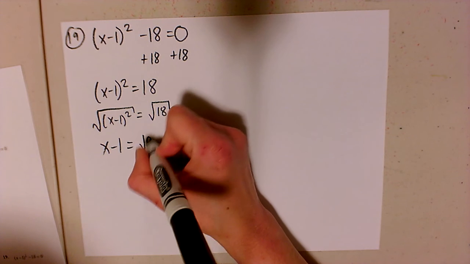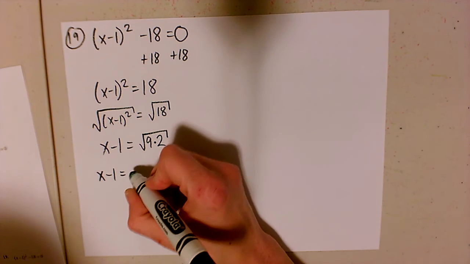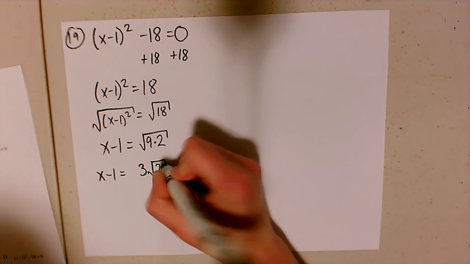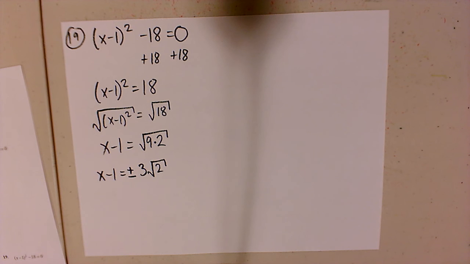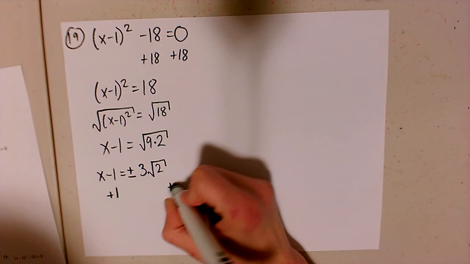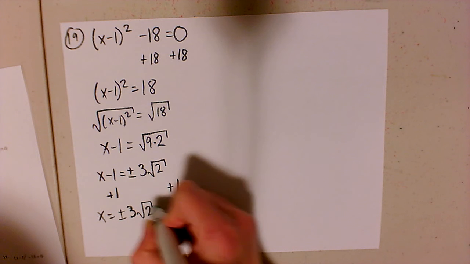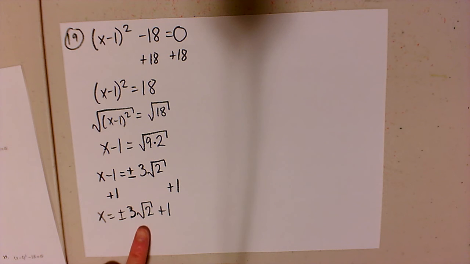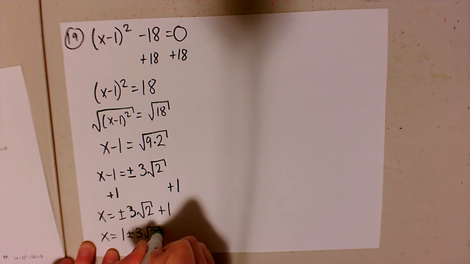Now, root 18, well, we can break that down into 9 times 2. And so the square root of 9 is 3, and we can pull that out. We can't take the square root of 2, so we'll have to leave that in there. And because we took something out of the square root, well, that turns into a plus or minus, so we can throw that in front. And remember, we want to get the x by itself, so our last step is just to add 1 to both sides. So what we have is x is plus or minus 3 root 2 plus 1. And it's okay to leave your answer like this, but we would really like to have this 1 first. So this is going to turn into x is 1 plus or minus 3 root 2.